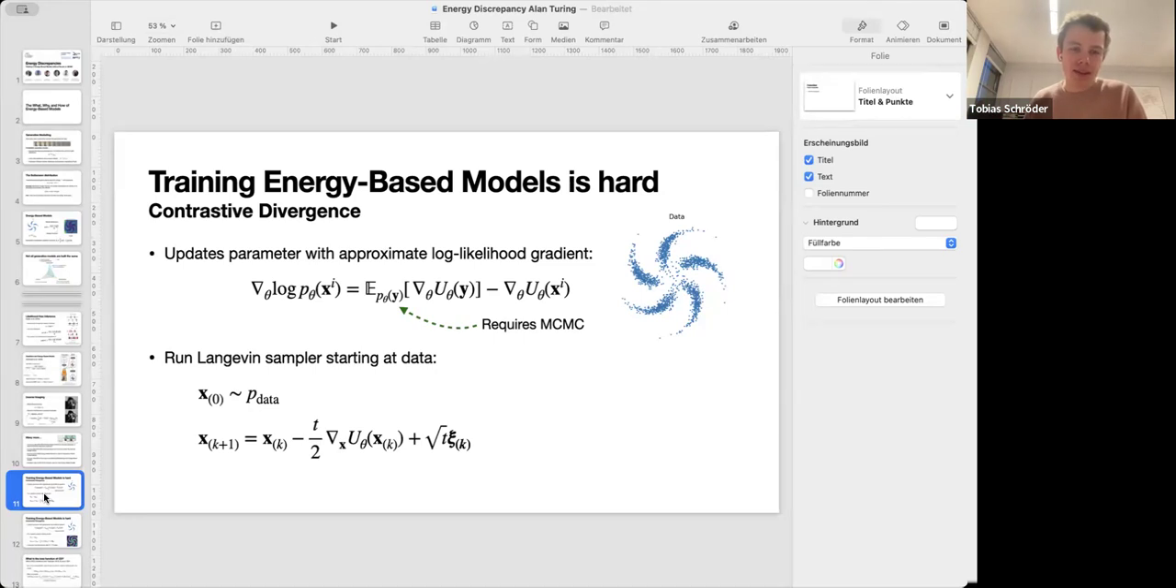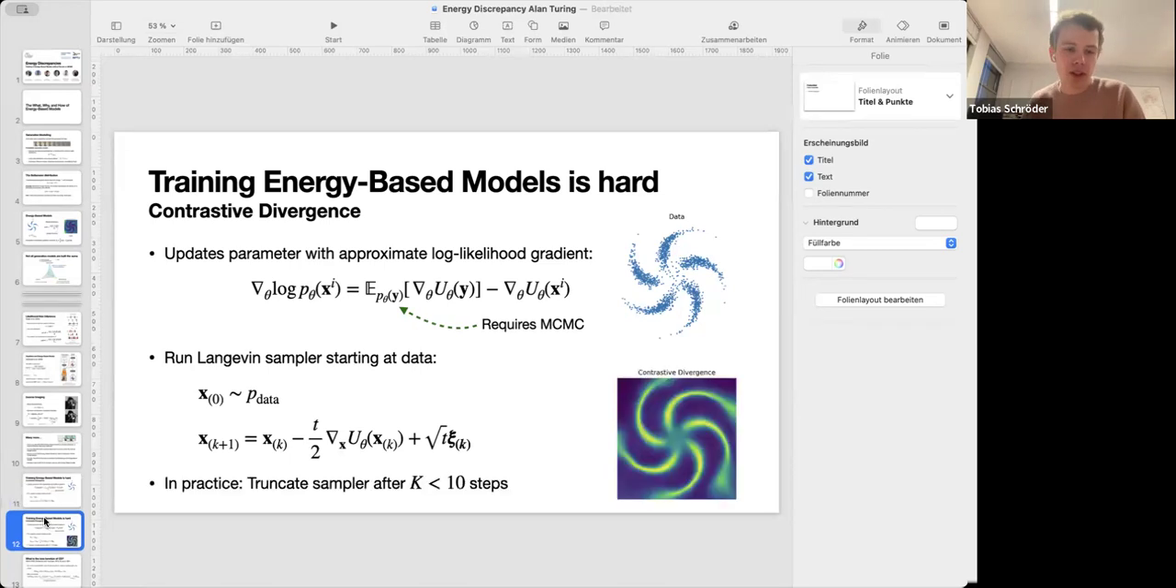And since the Monte Carlo sampling would take a long time to converge, you actually truncate that sampler after a small number of steps, in practice usually less than 10 steps. And what happens is that the estimates of the energy function are quite malformed, so they are a little bit blurry and usually don't produce accurate estimates of the data density. So in the inference context that I outlined before, that's suboptimal because we would like to learn a more accurate representation of our data density.